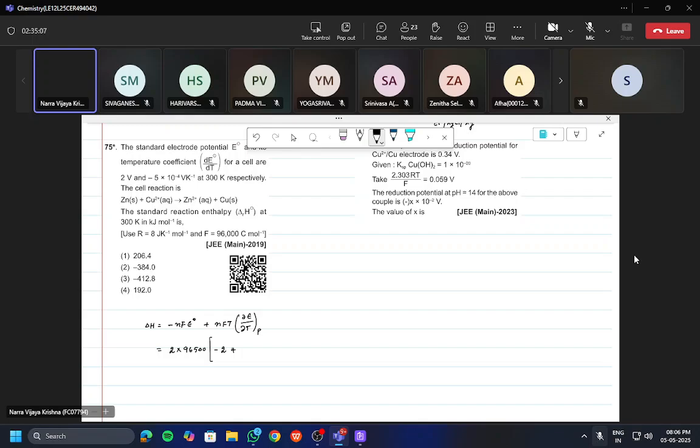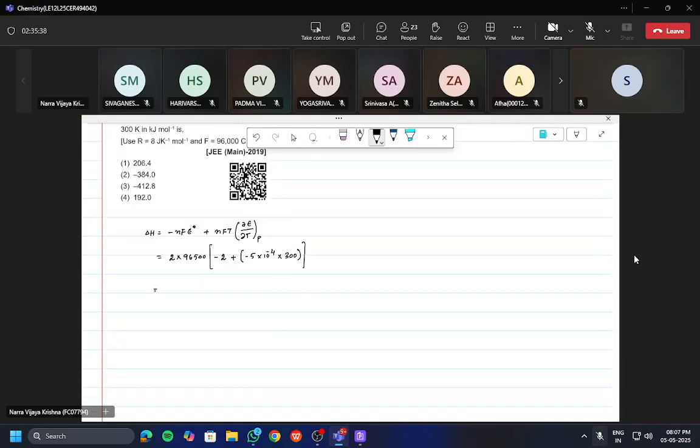What is dou E by dou T into T? What is dou E by dou T? Minus 5 into 10 power minus 4 into T. 300. Respond, sir. I took nF common, man. If I take nF, here you will get minus E. Here it becomes T into this. So that's what I wrote. T into this minus E. Clear?